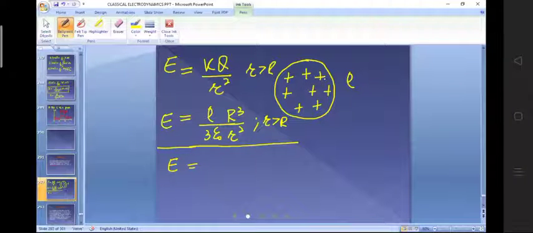At the center point it is 0. As you go from center to the surface, the electrostatic field increases linearly. So it will be something like this: k cube multiplied by small r divided by what? Divided by r cube, so that this equation is dimensionally correct.